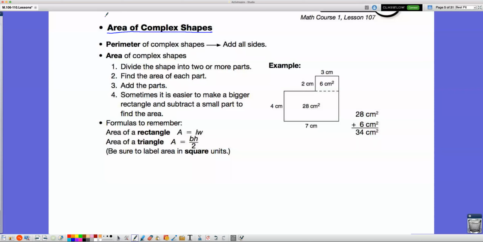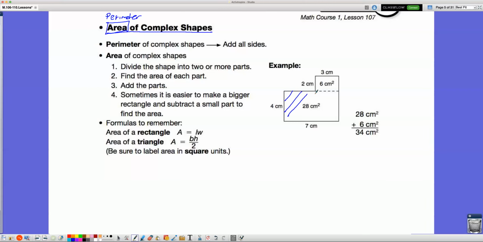Before, in Lesson 103, we did the perimeter of complex shapes, where you go from one point all the way around. What's the distance around it? Area is all of that space on the inside.